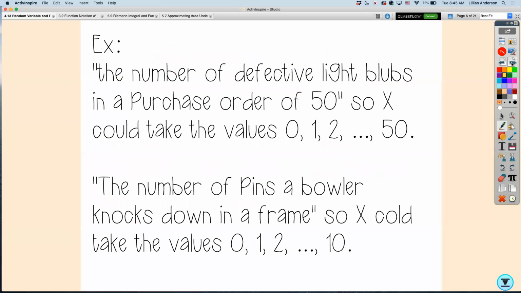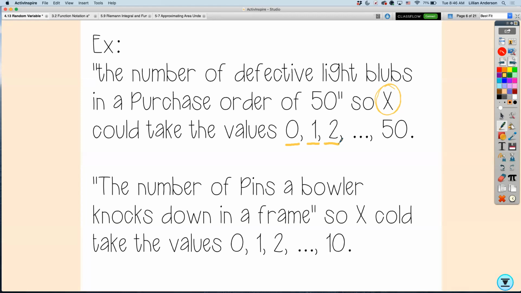The number of defective light bulbs in a purchase of 50 would be an example of a discrete random variable. So X, our random variable, could take on the values of 0, 1, 2, 3, 4, 5, 6, all the way up to 50, okay? Basically X represents the number of defective light bulbs within that purchase of 50. So you can have 0, which means there are no defective light bulbs, or you can have up to 50, for all 50 being defective.